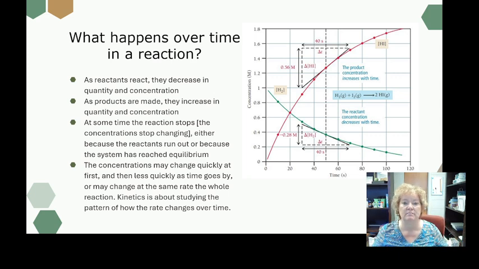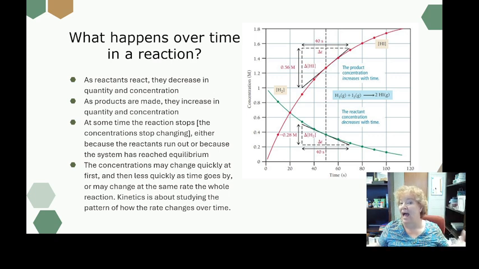At some point, the reaction stops, and that means that the concentrations stop changing. It could be because the reactants run out, or we'll learn soon that it could be because it reaches a state of equilibrium and the reaction stops proceeding. So for a reactant, we would see it decreasing, and then eventually at the end it gets to a flat. For the products, it would be increasing and then get to a flat point where it evens off.